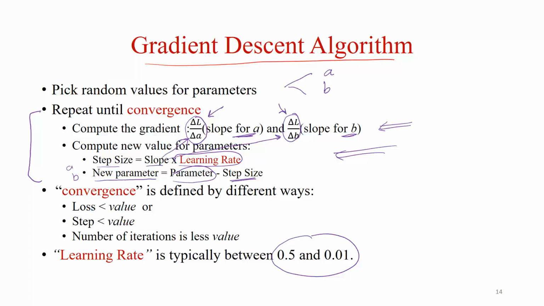We do this until when? Well, the convergence criteria is that we go beyond a certain level of the loss value. Suppose you want the loss function to be less than 10, for example, or the step size becomes less than a value, or you repeat this, let's say, 1,000 times. These are all criteria of convergence.